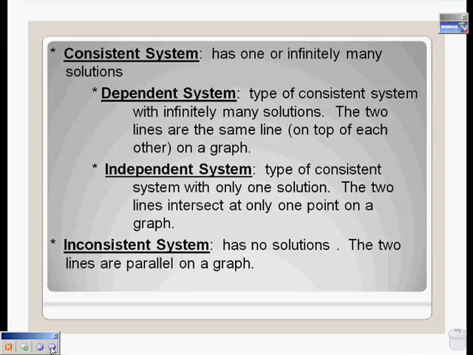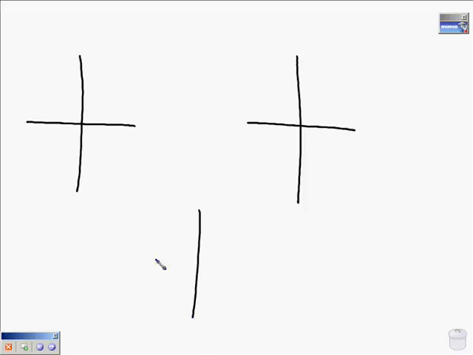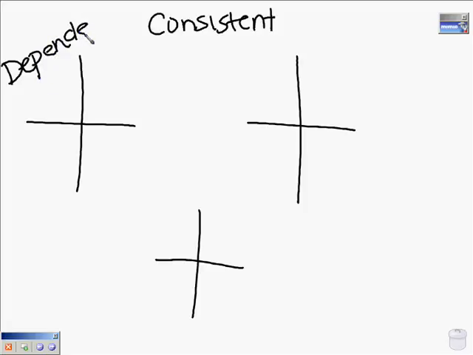Okay, so up here we have our different types of consistent systems. My two types of consistent systems are dependent and independent, right? And down here I have an inconsistent system.